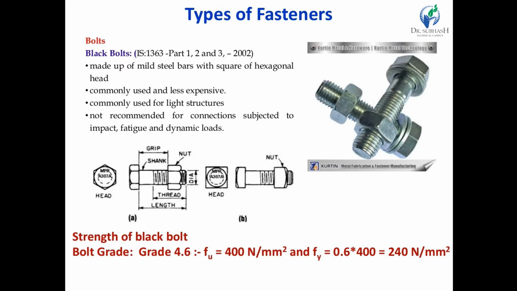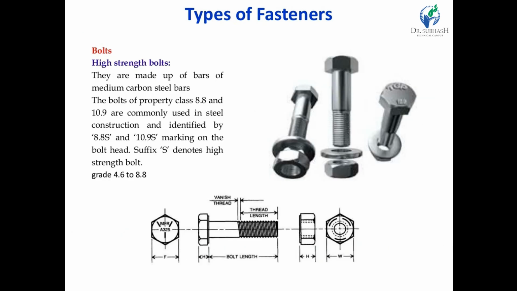The strength of a bolt is denoted by a grade such as 4.6. So what is 4.6 grade? The 4 is fu, the ultimate strength of the bolt, multiplied by 100, which means 400 Newton per mm square. And the 6 in fy means 60% of the ultimate stress, so fy should be 240 Newton per mm square.